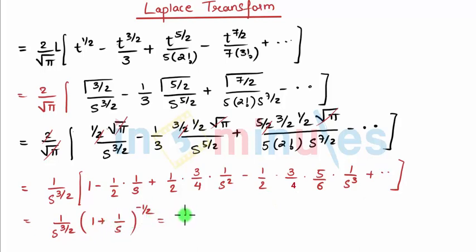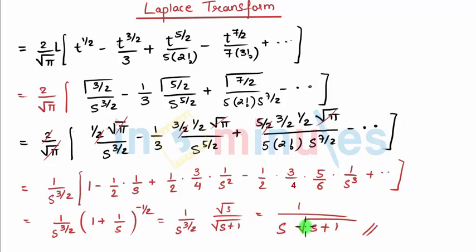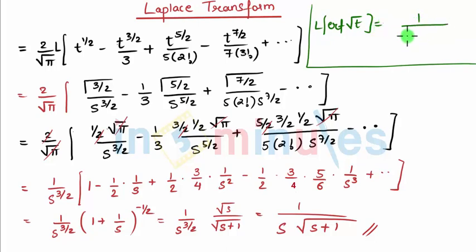Which I get as 1 upon s raised to 3 by 2, and when s multiplies here, s plus 1 divided by s, which I can write as the reciprocal, root s divided by root of s plus 1, which is nothing but 1 divided by s into under root of s plus 1, which is nothing but Laplace of ERF of root t. Students, I make one more standard formula here. Laplace of ERF of root t is nothing but 1 upon s under root of s plus 1.